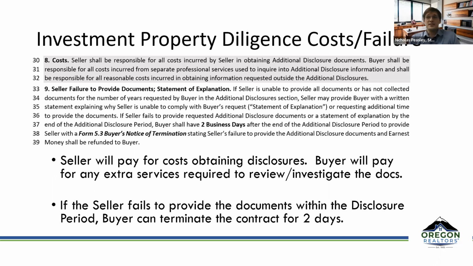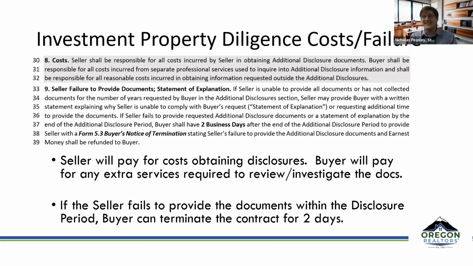If the seller fails to provide the documents or statements of explanation, if they can't provide those documents, then the buyer gets a chance to send a notice of termination within 2 days of that period of time, like the additional disclosures period. So seller has 10 days. You can write it in for more time if seller needs more time.